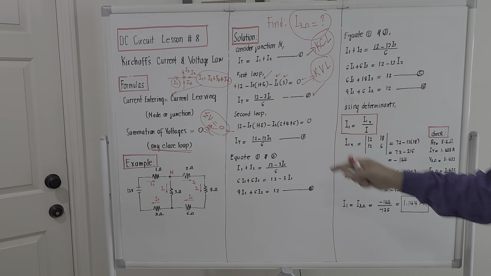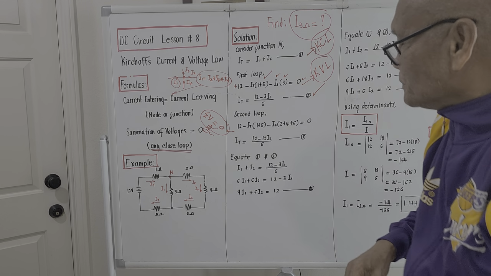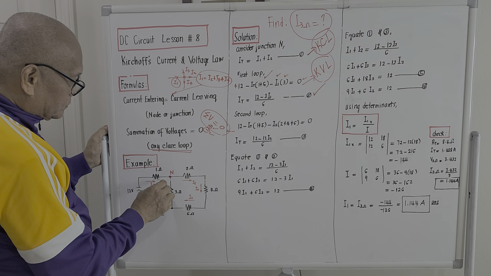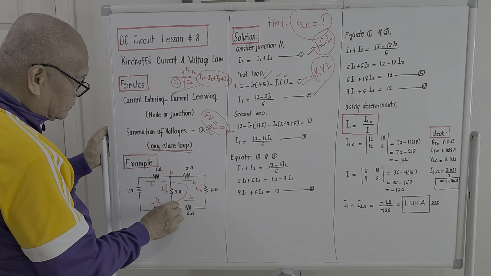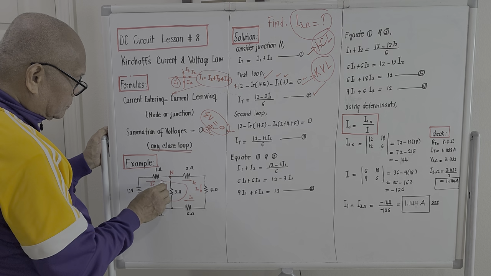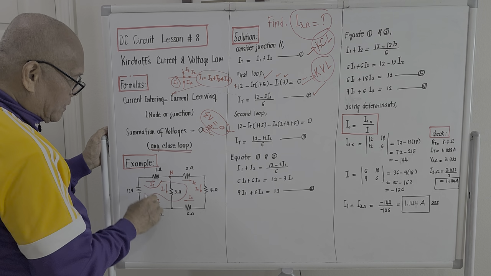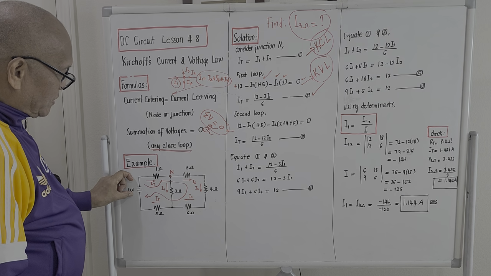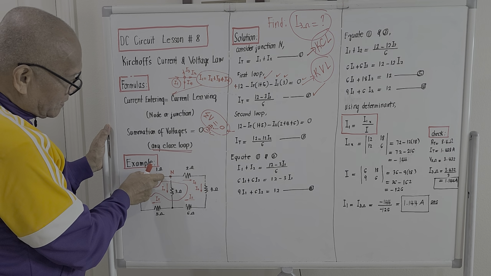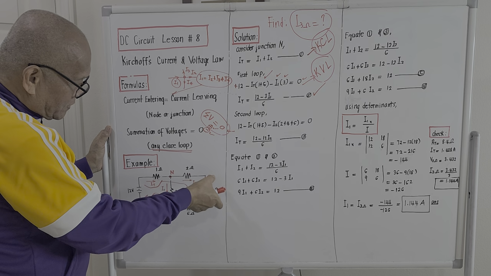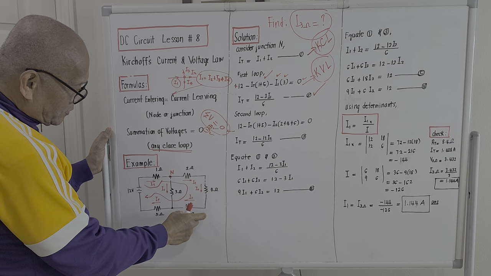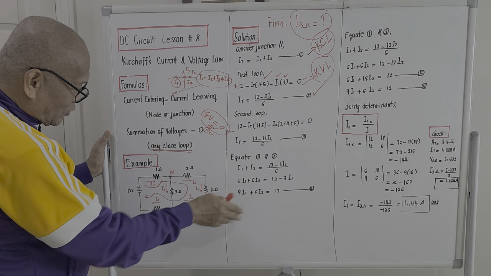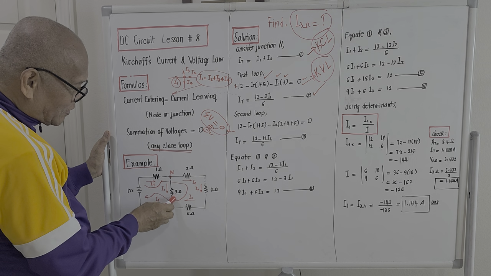Let's try to consider the second loop. The second loop is actually this loop here, the bigger one. So there is one voltage source, there is a drop here, a drop here, a drop also here, and another drop. Considering the second loop, the 3 ohm is not included.